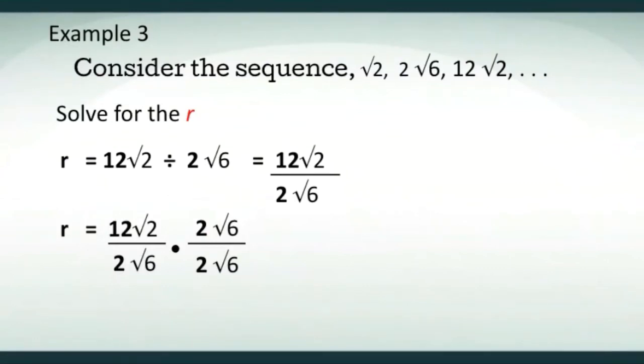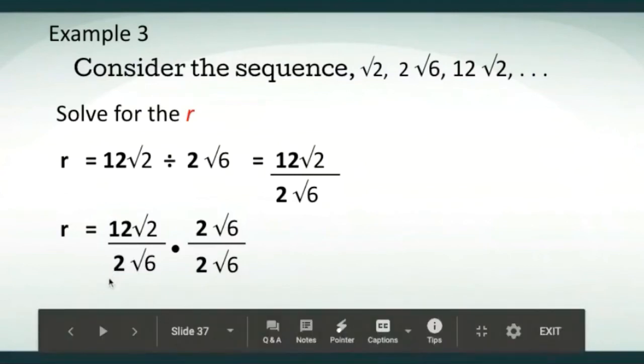What are we going to do? We will group. We will multiply now: 12 square root of 2 times 2 square root of 6, and then in the denominator, 2 square root of 6 times 2 square root of 6. So we will group them so you won't get confused. 12 and 2 we will combine, and square root of 2 and square root of 6 we will also combine.